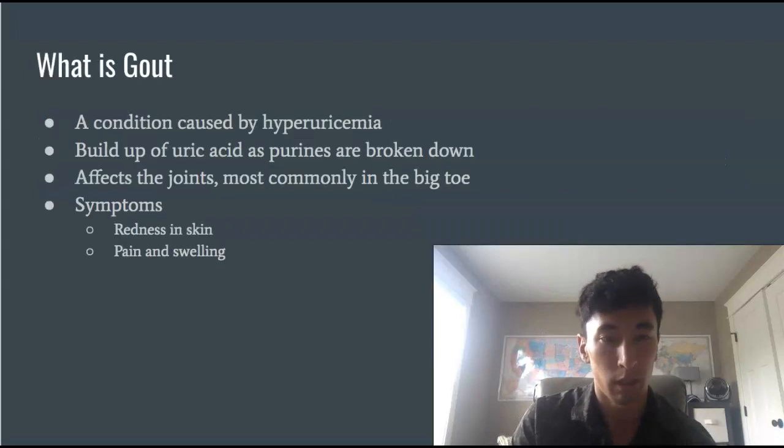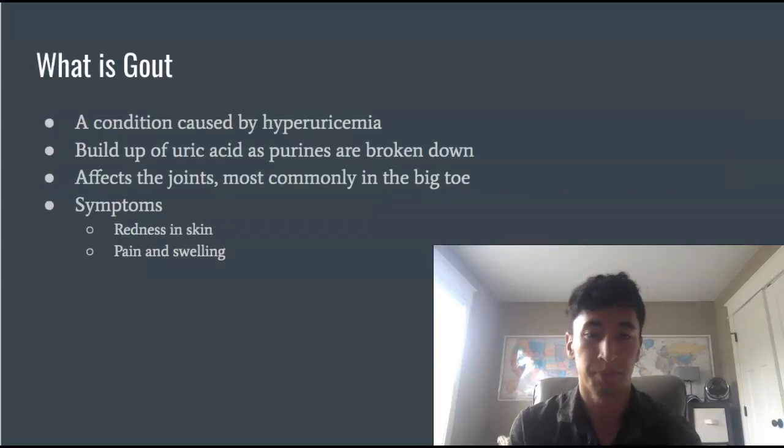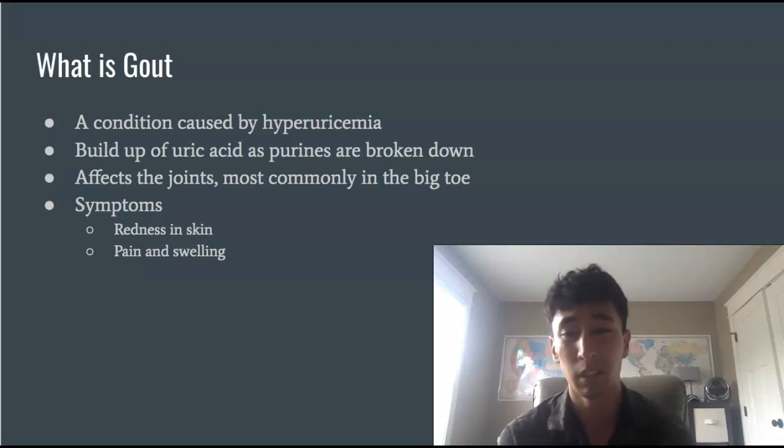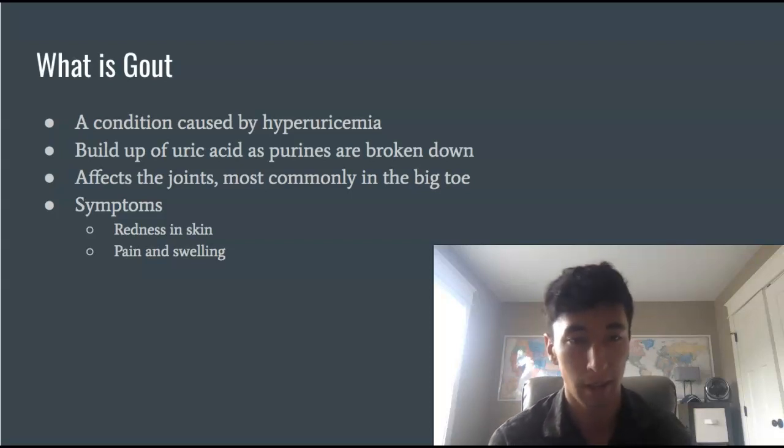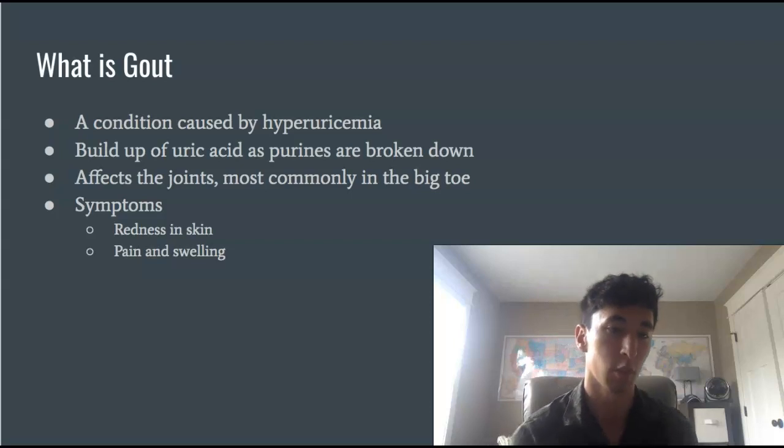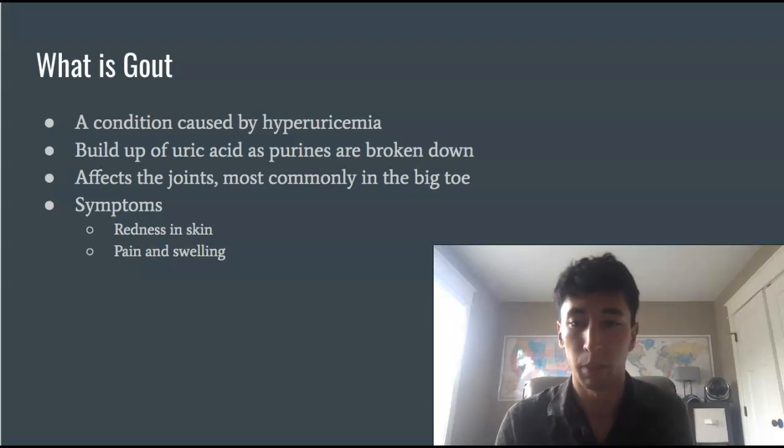Next, we'll discuss what gout is. Gout is a condition caused by hyperuricemia as uric acid builds up in the body. Uric acid crystals, monosodium urate, accumulate as purines are broken down in the body. This affects the joints, most commonly, like our patient is dealing with, the big toe. Some of the symptoms are redness in the skin and also pain and swelling.